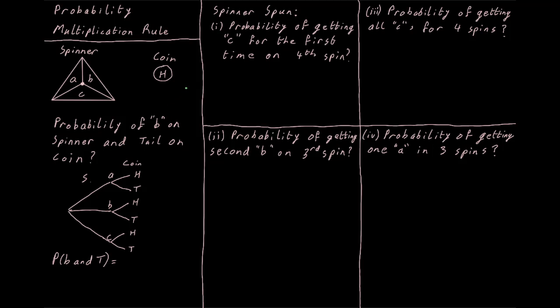Hello, now we are going to look at when we would use multiplication as part of solving probability problems. And to do that, we're going to have a look at a three-sided spinner and a normal coin.